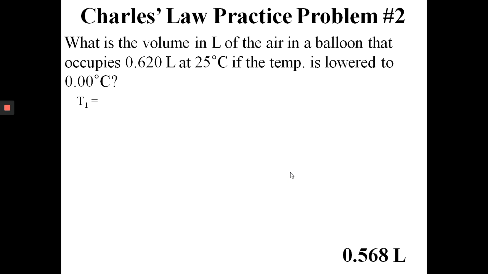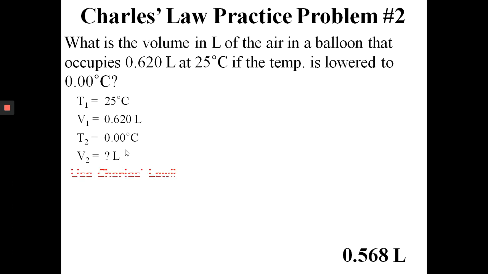Again, I'm going to go ahead and write down all my variables. The first temperature happens to be 25 Celsius. And at that temperature, the volume is 0.620 liters. And we are going to lower the temperature all the way down to 0.00 Celsius. And we want to find out the new volume, V2, at this new temperature. We are going to use the Charles' law because these given variables will align perfectly to the Charles' law.